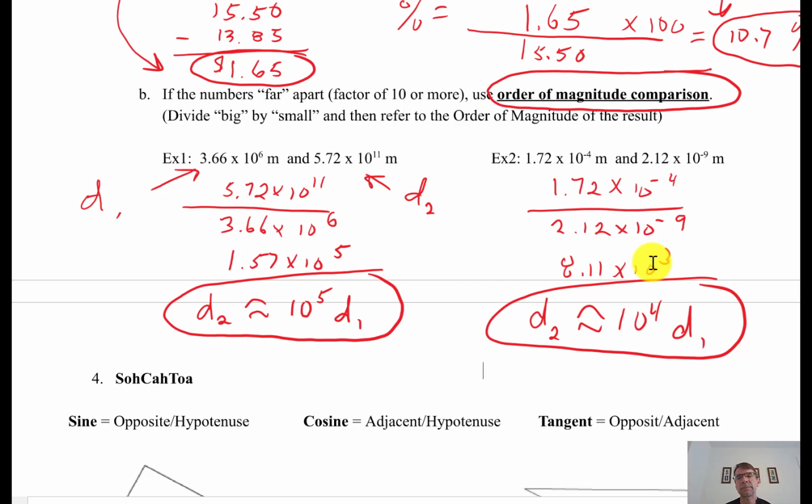Okay. And once again, this was D1. D1 is the smaller number. D2 is the bigger number.